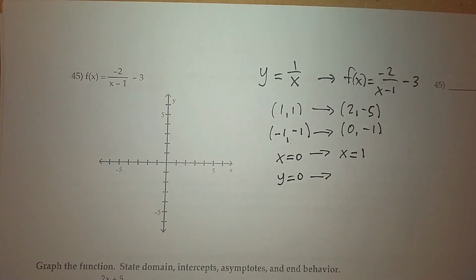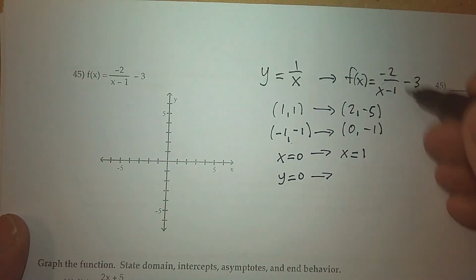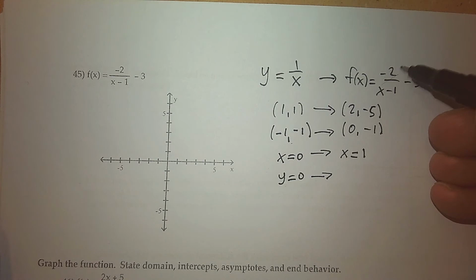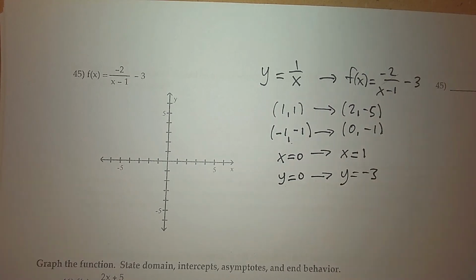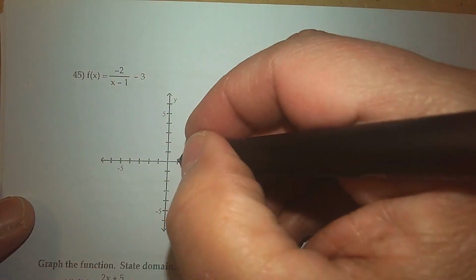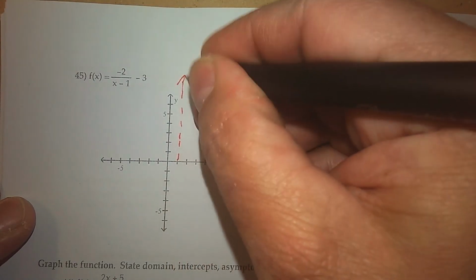So negative times the negative is +2, subtract 3. So we have 0 and -1. And then lastly, the asymptote is always the k, or 0 times -2 is 0, and subtract 3. That is what we're going to graph. So the asymptotes are at x equals 1.